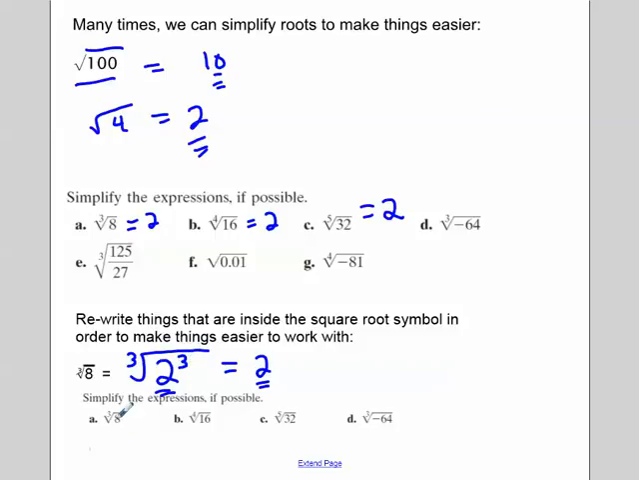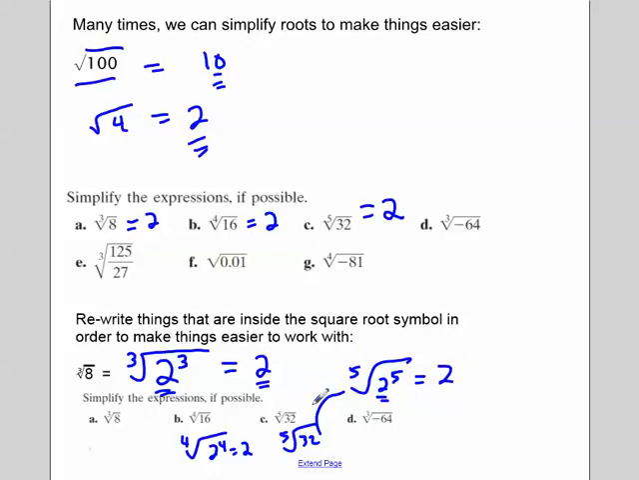So that's why we can rewrite all these. Cube root of 8 as that. Fourth root of 16 is fourth root of 2 to the fourth power. Fourth root of a perfect fourth means the base comes outside the house. Fifth root of 32 means that's fifth root of 2 to the fifth power. Fifth root of a perfect fifth means the base comes outside the house.